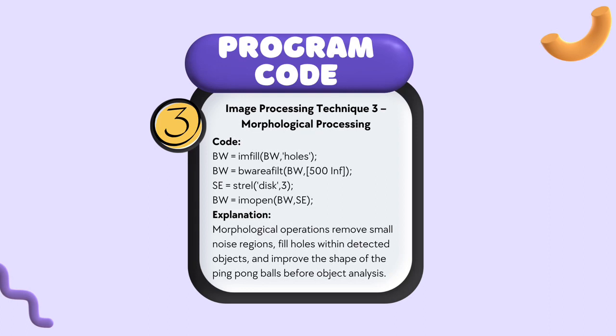My name is Ayuna Safia binti Shukri. Today I will explain the program code. This part is used to improve the binary image before detecting the ping-pong balls. First, the system fills any small holes inside the ball so each object becomes complete. Then it removes small unwanted objects that are considered noise. Finally, it smooths the shape of the object so the ping-pong balls become clearer and easier to detect.